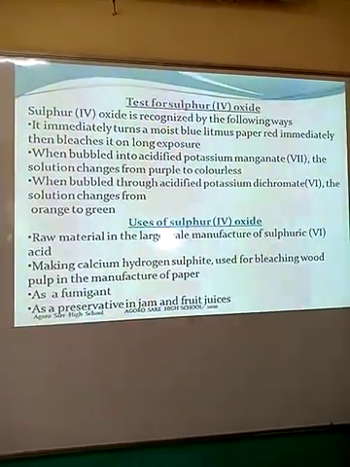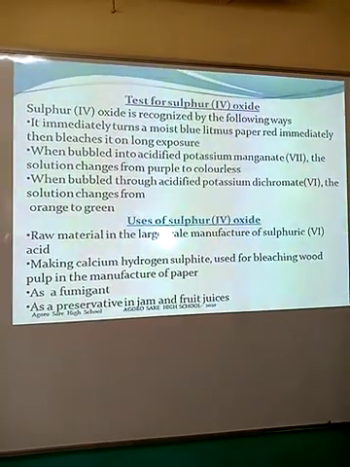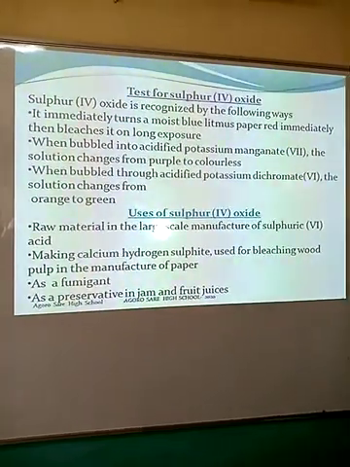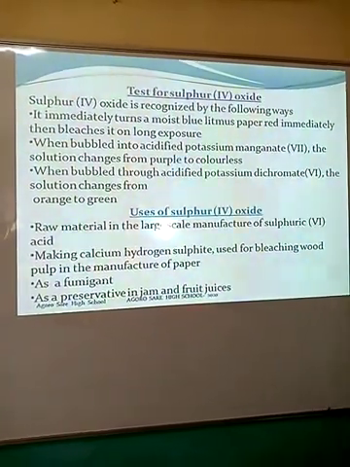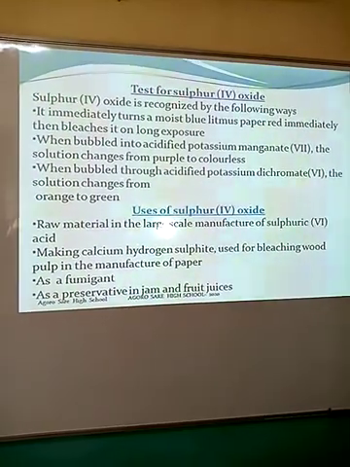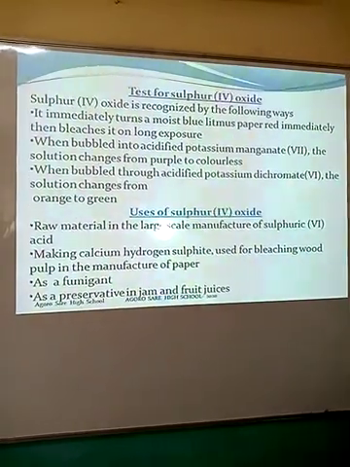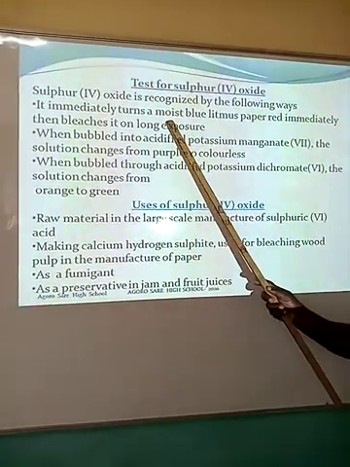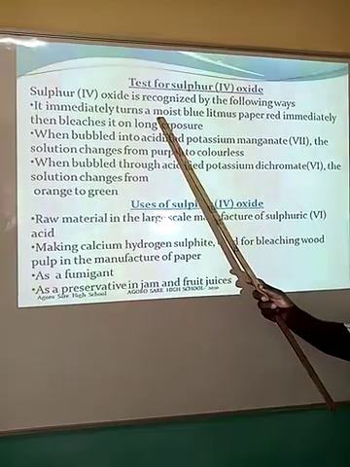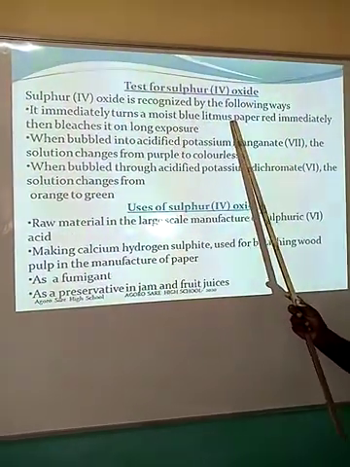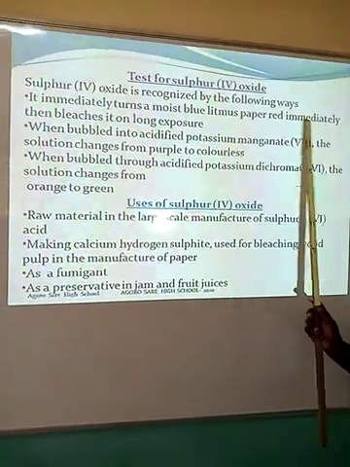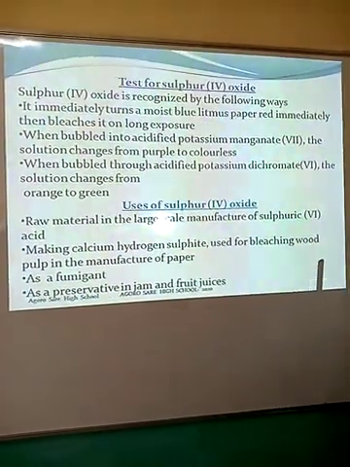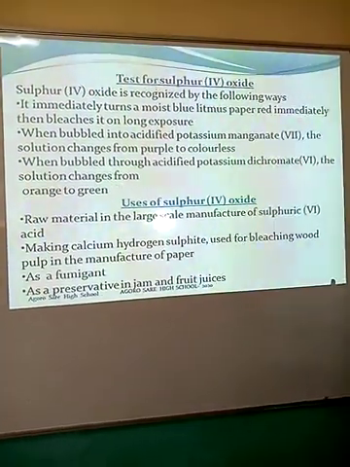Another area that I wanted us to see is the test for sulfur 4 oxide. Generally, there are several tests that can be used to confirm the presence of sulfur 4 oxide. One of the tests is when you place a moist, a very important one, moist blue litmus paper, it turns red and then it is bleached. In our previous lesson, I did explain how sulfur 4 oxide bleaches.